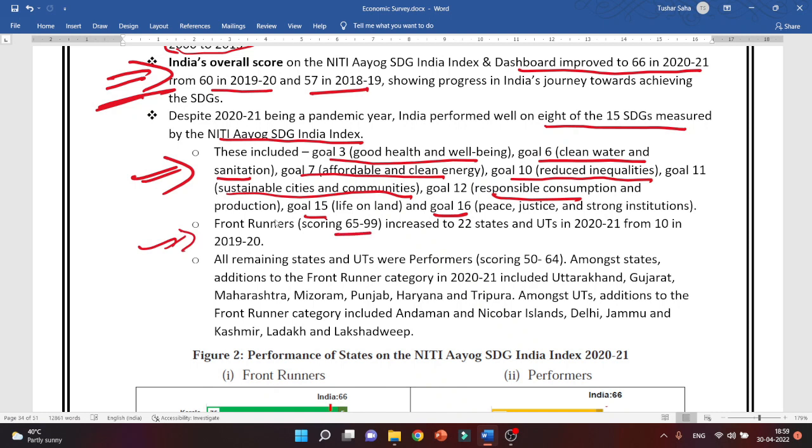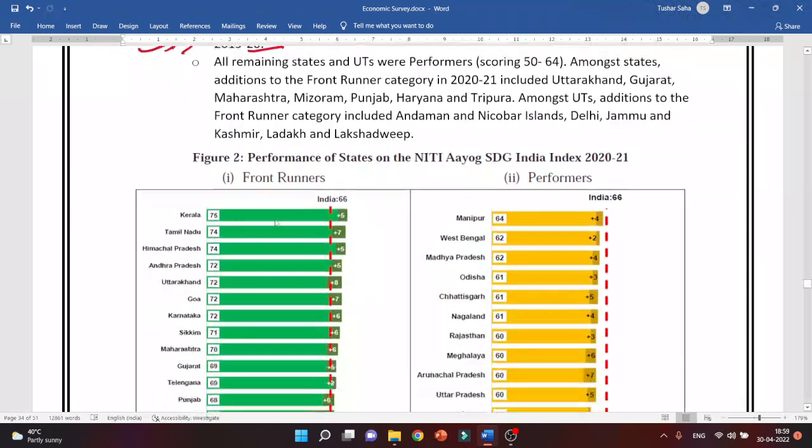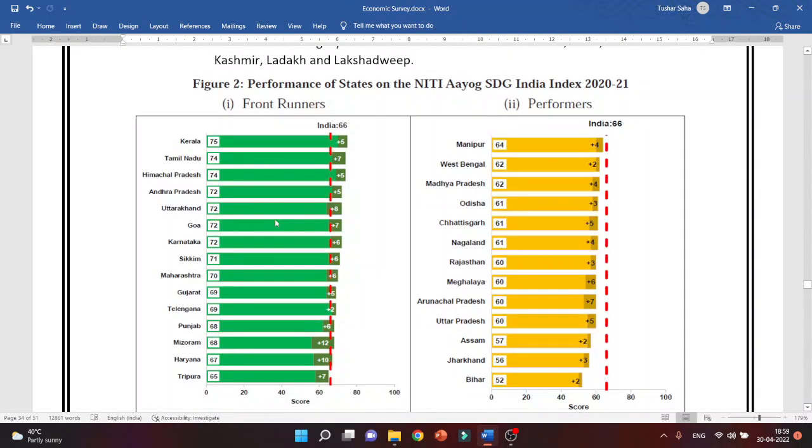Frontrunners scoring 65 to 99 increased to 22 states and UTs from 10 in 2019. So let's see the data of the states. So these are the frontrunners. The overall score of India is 66. The score for Kerala is 75, Tamil Nadu 74, Himachal Pradesh 74, and so on. So these are the frontrunner states and performer states.